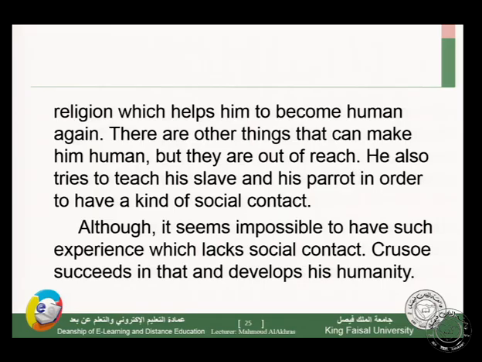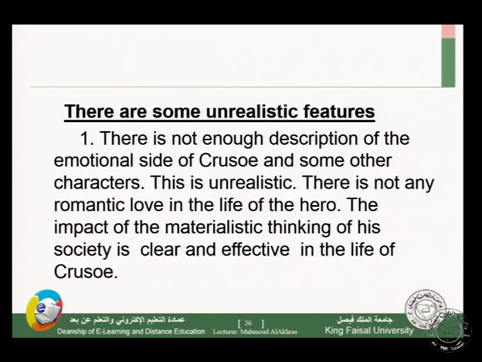There are other things that can make him human, but they are not available. They are out of reach. He also tries to teach his slave and his parrot in order to have a kind of compensation for this social contact. Although it seems impossible to have such experience which lacks social contact, Crusoe succeeds in that and develops his humanity.